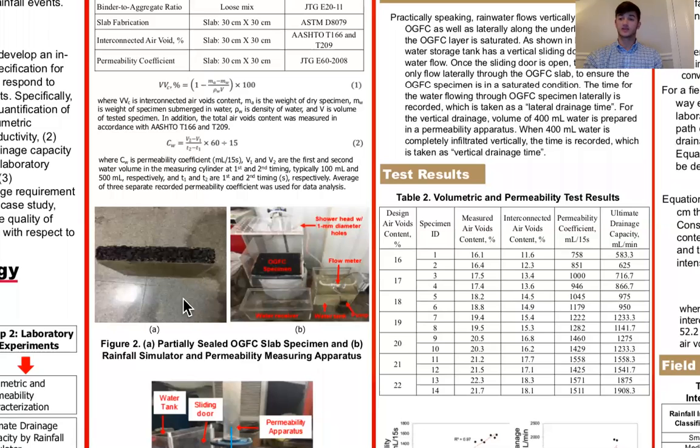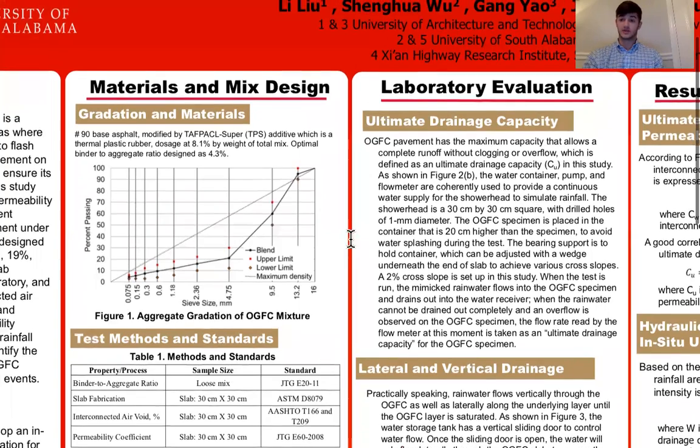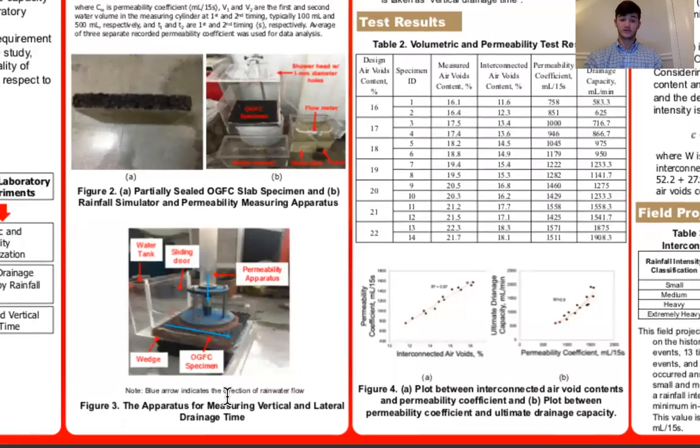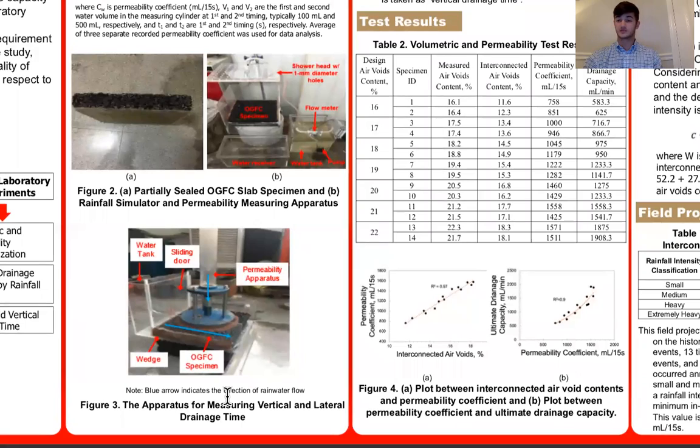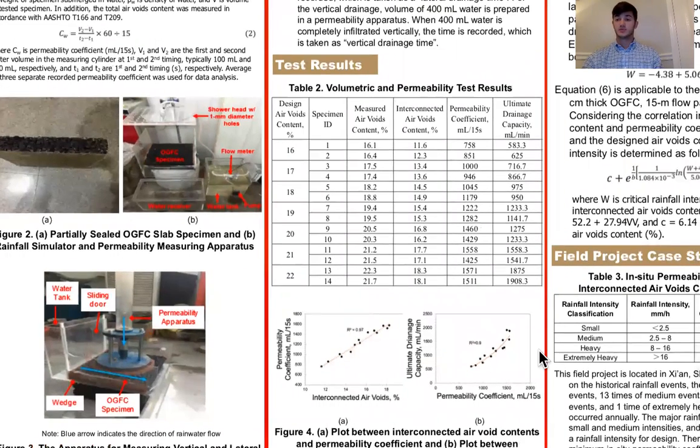It is a 30 by 30 centimeter square with a sealed bottom. Figure 2B shows the rainfall simulator and permeability measuring apparatus that was used to measure the ultimate drainage capacity. Figure 3 is the apparatus for measuring vertical and lateral drainage time. Table 2 summarizes the data that was recorded from using these two apparatuses.